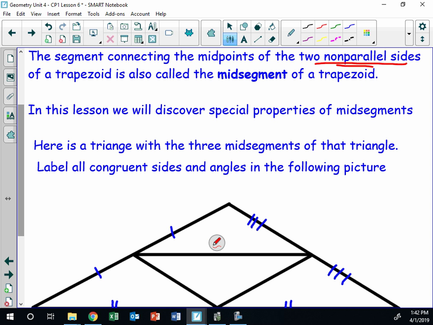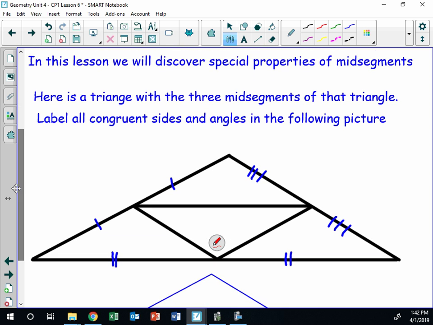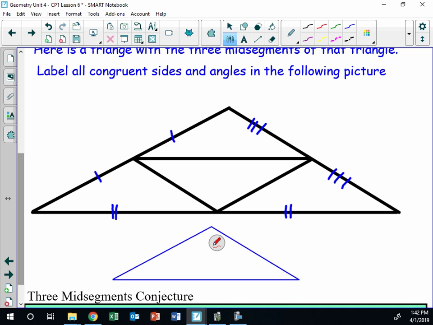We know that triangles don't have parallel sides. So when we're looking at midsegments, we're looking at connecting sides that are non-parallel. So if we look at this triangle below, we can see that we've divided up all the sides into equal parts. So we've found the midpoint of all of the sides, and then we connect those midpoints to make a midsegment.